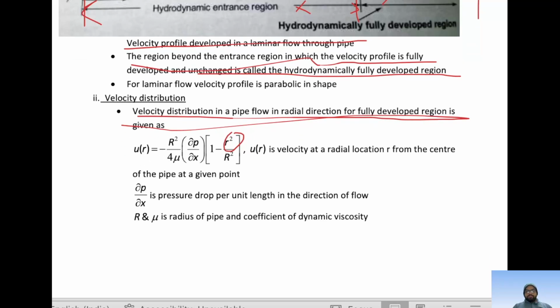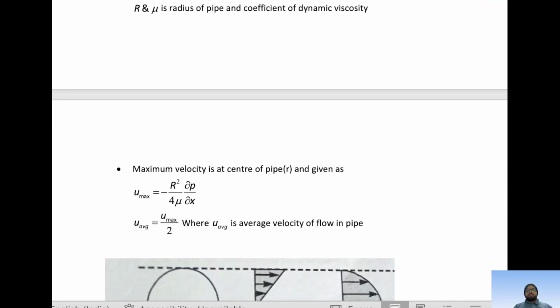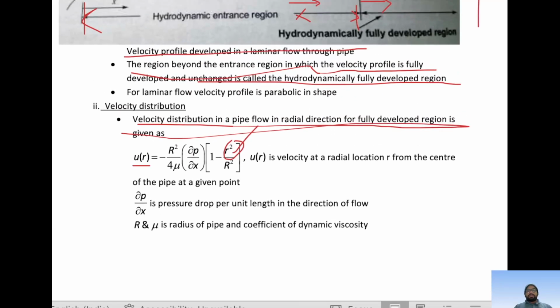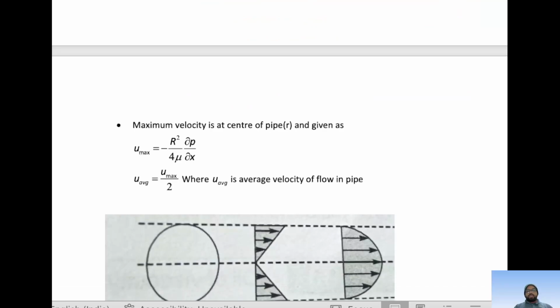So dP by dx is the pressure drop per unit length in the direction of flow, R is the radius of the pipe, and mu is the coefficient of dynamic viscosity. So all the terms are constant except this r. So velocity is a function of radial distance. The maximum velocity is at the center of the pipe and is given as, when we put small r equal to zero, this term will get cancelled and it will become R squared by 4 mu into dP by dx.